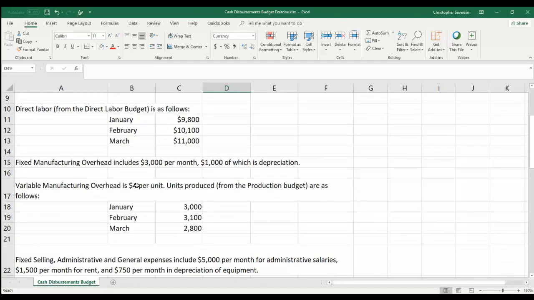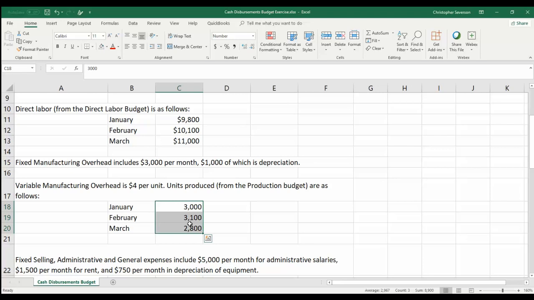Variable manufacturing overhead is $4 per unit, and we have the units produced from the production budget down here. Now this is another important thing I want to mention. I've seen this handled a couple different ways on problems. Sometimes they apply variable overhead based on the number of units. Sometimes they'll apply variable overhead based on something like machine hours or direct labor hours.